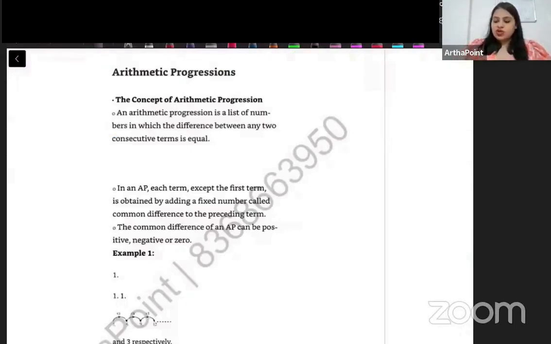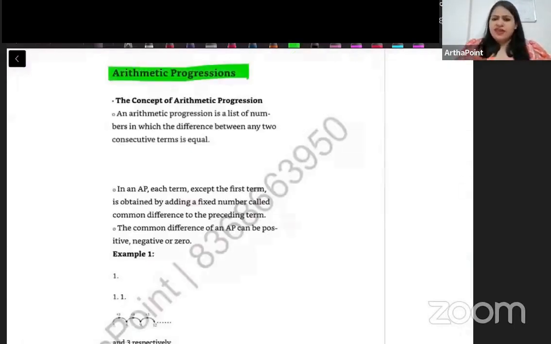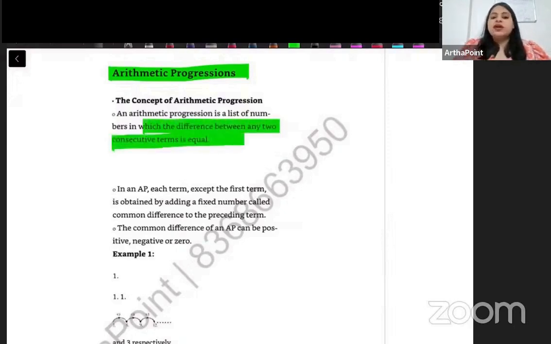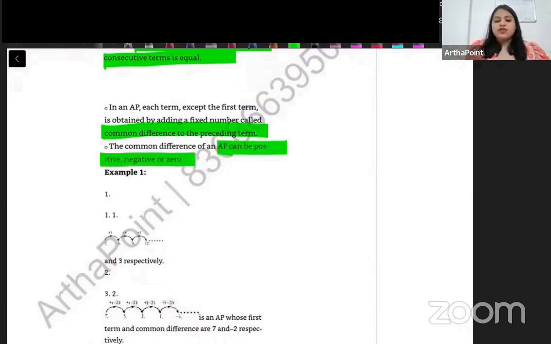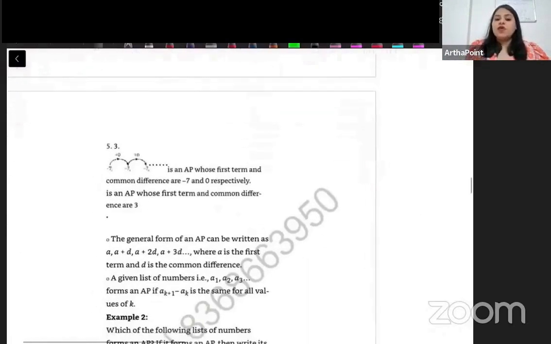Let us now begin with the next topic. The next topic that I want to take is called very, very simple AP. Now, what is arithmetic progression? Whenever you have numbers coming consecutively such that you have a common difference between the numbers, then it is called that the numbers are in AP. In AP, except the first term, every next term is obtained by adding a common difference to the preceding term, right? This common difference can be positive, negative, or 0.